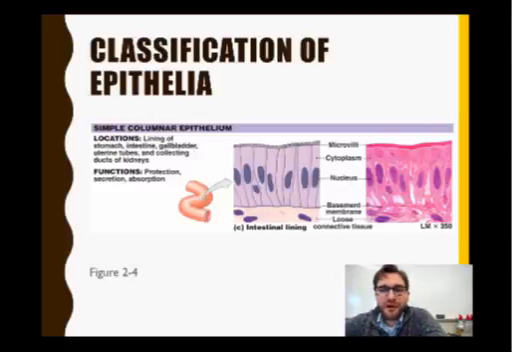Our simple columnar epithelial cells a lot of times will contain microvilli along the top. Their locations are in the lining of the stomach, intestine, gallbladder, uterine tubes, and collecting ducts of the kidneys. Their functions include the protection, secretion, and absorption of substances.